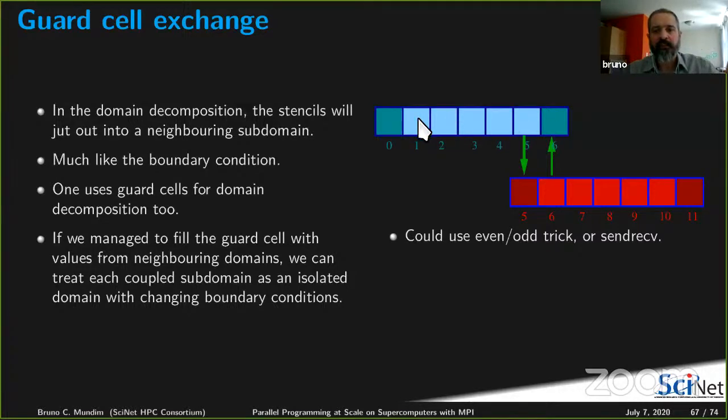And the same thing, the task on the left that is computing the solution on this array needs to send the value of the temperature at the end of the domain to the guard cell of the task on the right. Okay. So I hope this is clear. It's fundamental for you to understand that in order to parallelize the code.